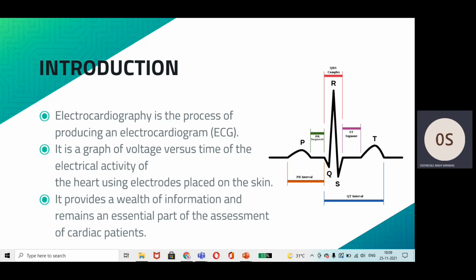ECG, electrocardiogram, is a graph of voltage versus time of the electrical activity of the heart using electrodes placed on the skin. Electrocardiography is the process of producing an ECG. It provides a wealth of information and remains an essential part of the assessment of cardiac patients. However, noise distortions associated with the signal could lead to wrong interpretation and diagnosis.